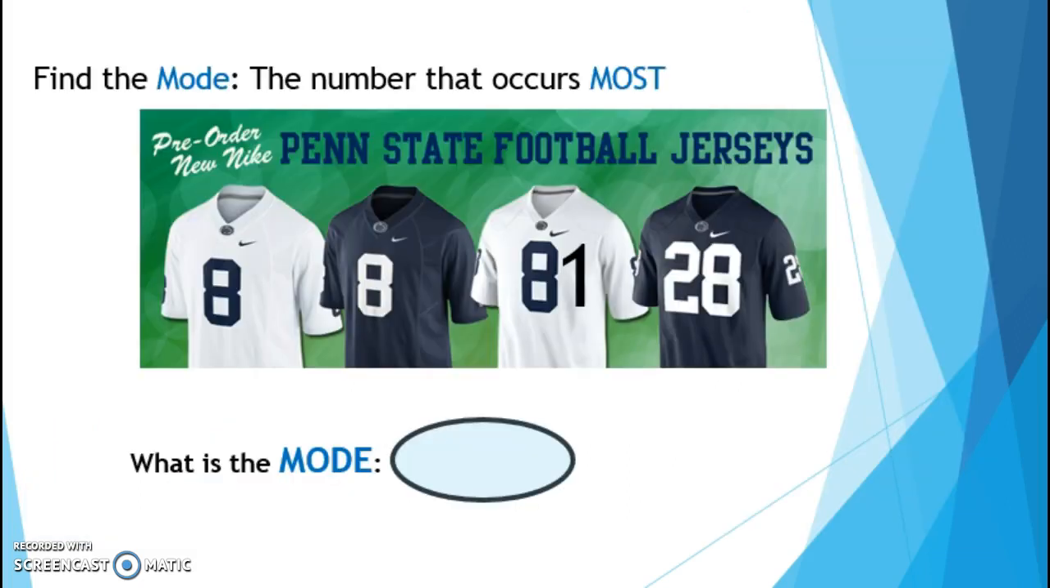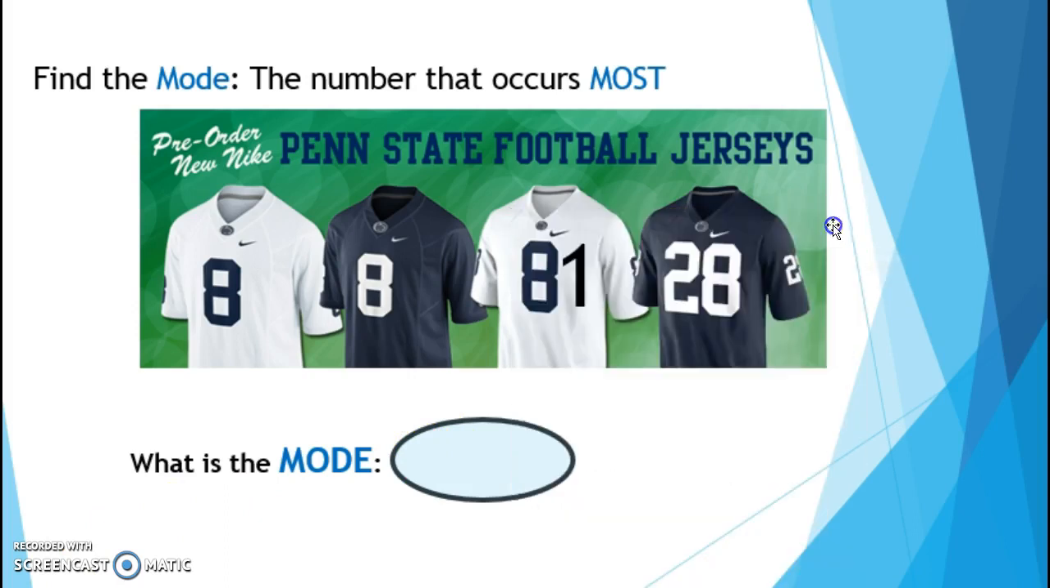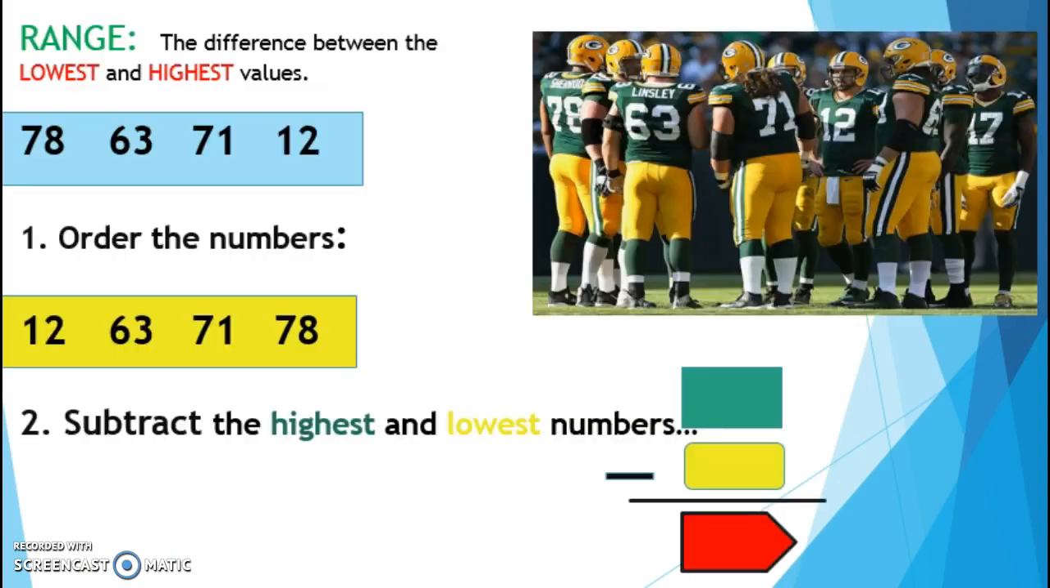Find the mode, the number that occurs most, when you look at these football jerseys from Penn State University. What is the mode? We've got 8, 81, and 28. Pretty easy, huh? Go ahead and tell me what the mode is. All right, very good. Let's look at the next slide.